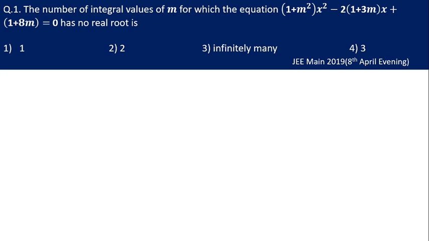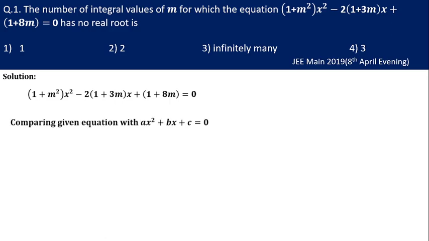Now students, try to understand. These questions may be lengthy but easy to understand. So just have a look at this one. I'm first of all writing the given equation, and then we can compare this equation with the standard quadratic equation we remember, that is ax square plus bx plus c is equal to 0.